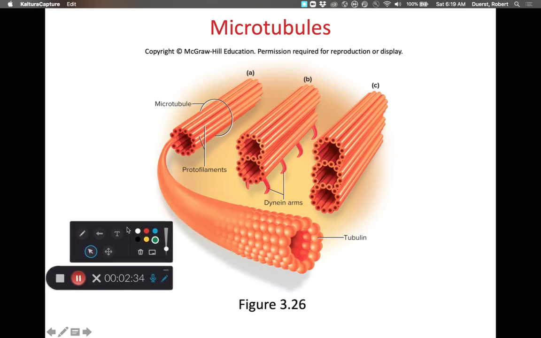Here's a figure from your text showing microtubules. Notice how we have very small subunits being compounded upon each other, and these microtubules are made of individual tubulins. We could have a single tube, a double, or a triple tube. Microtubules are also going to have small extensions from them. Those small extensions are referred to as dynein, and dynein are movement proteins.